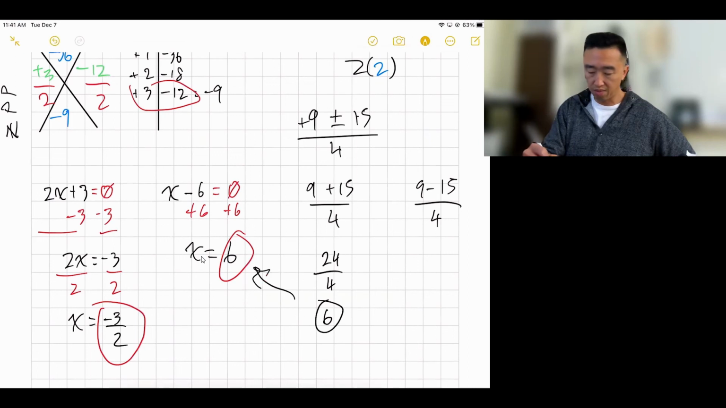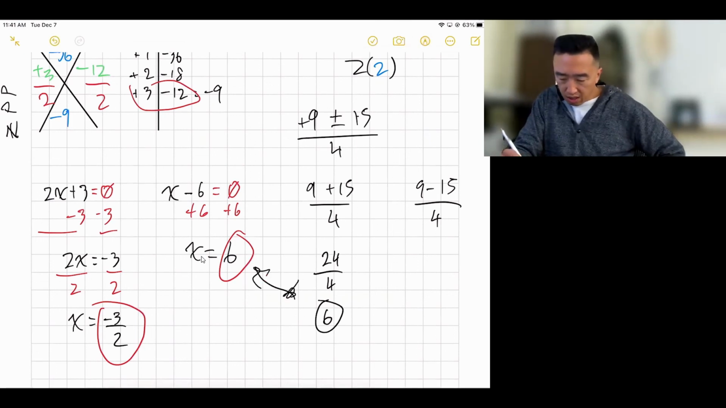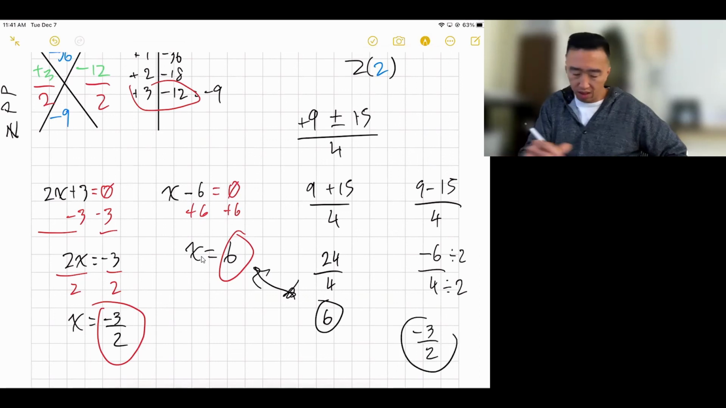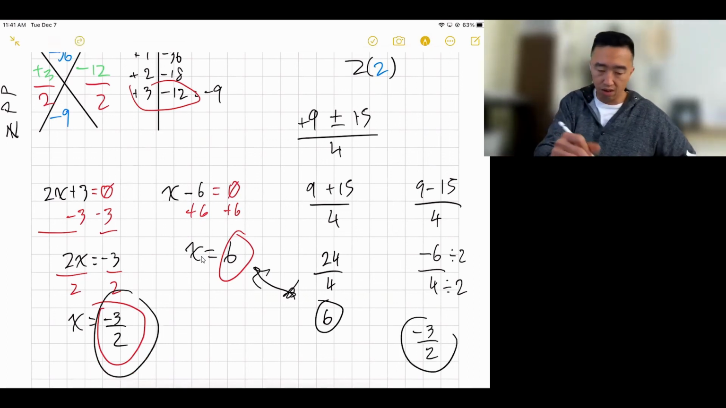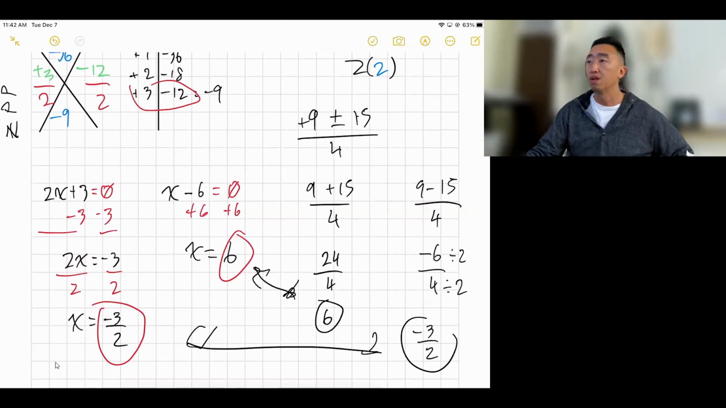This gives me negative 6 over 4, which divided by 2 gives me negative 3 over 2. And again, they give me the same answer right there, right? So I don't care which method you use, you should end up with the same answer, okay? That's it. If you have any questions, go ahead and let me know when I get there.